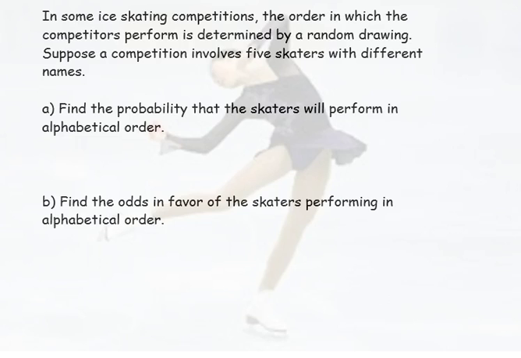In some ice skating competitions, the order in which the competitors perform is determined by a random drawing. Suppose a competition involves 5 skaters with different names. Find the probability the skaters will perform in alphabetical order. Well, if you take 5 names and put them in alphabetical order, how many ways are there to do that? Well, there's only one way to put a group of skaters in alphabetical order. So the number of favorable outcomes is 1. But how many ways are there to order 5 names? Well, if you're ordering 5 names, we learned last time that would be 5 factorial because we're ordering all 5 names. So that's 1 out of 120.